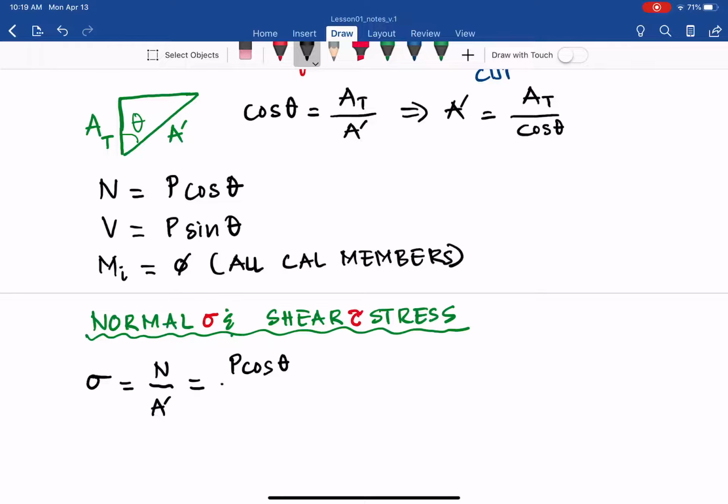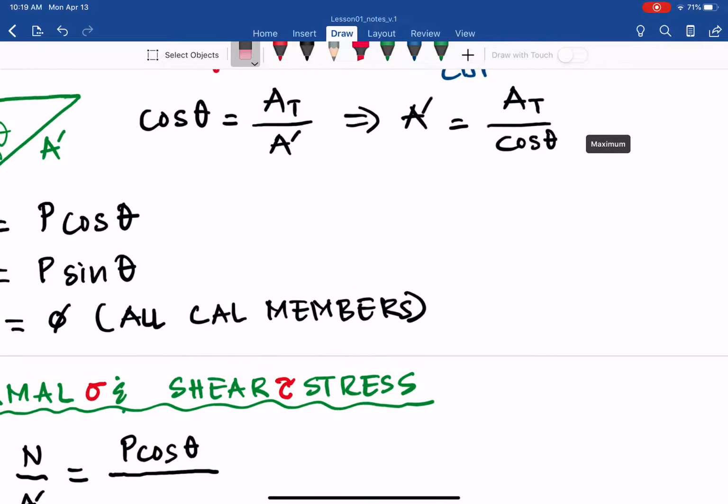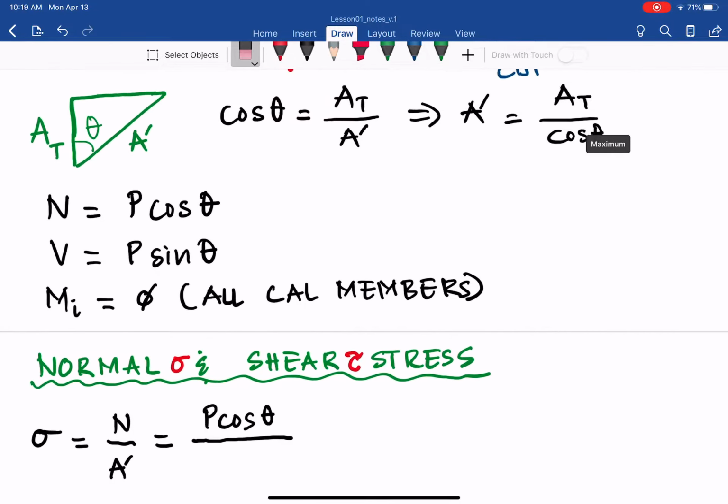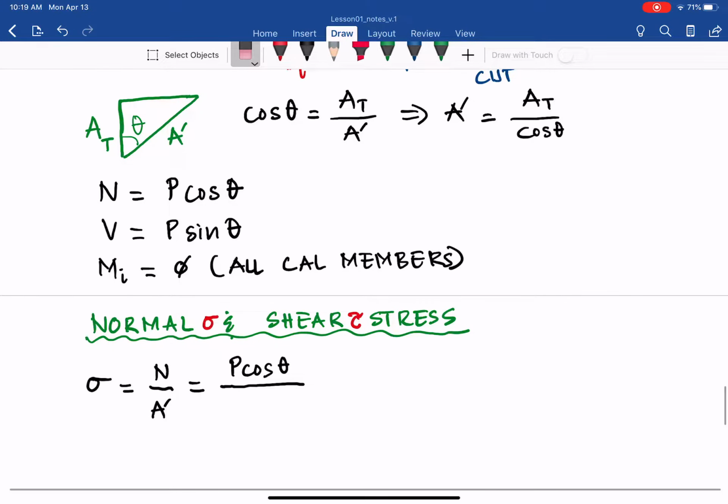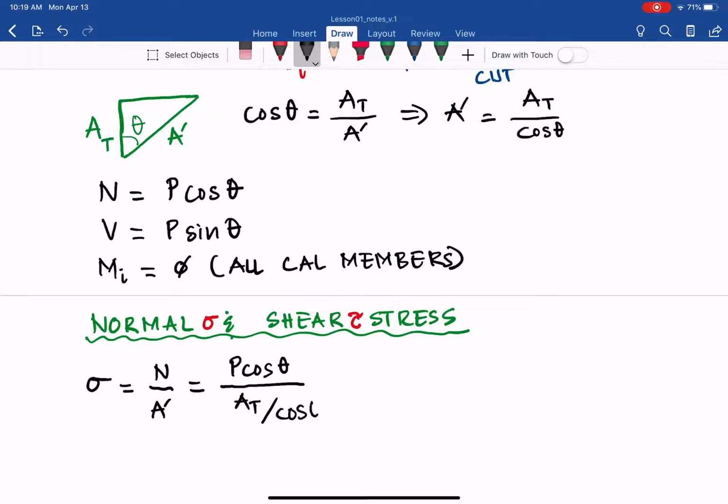And A prime equals AT over cosine theta, that we already had there. So with the transformation, we can have sigma, the normal stress for this, equal to P over AT cosine square theta. And that we box for that equation.